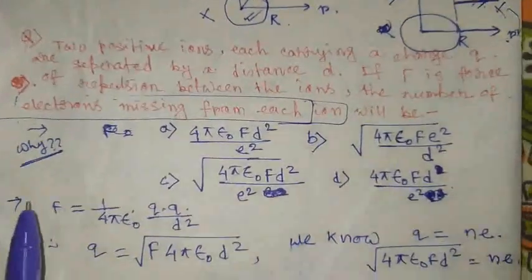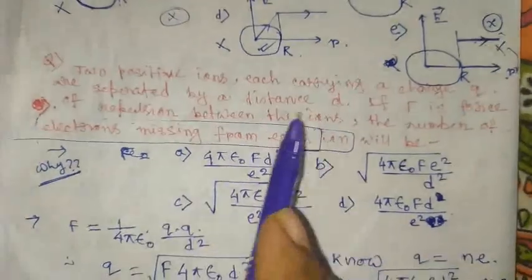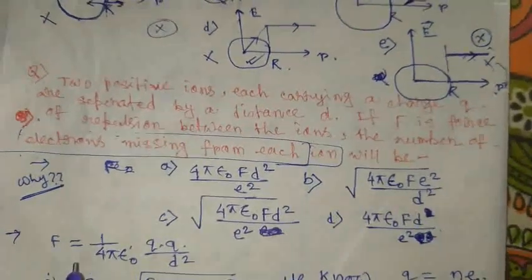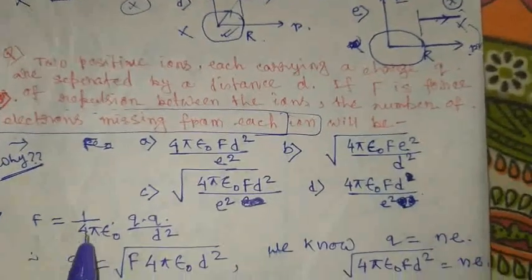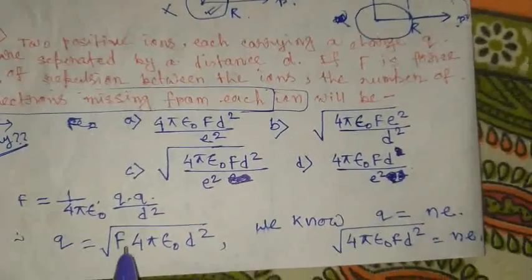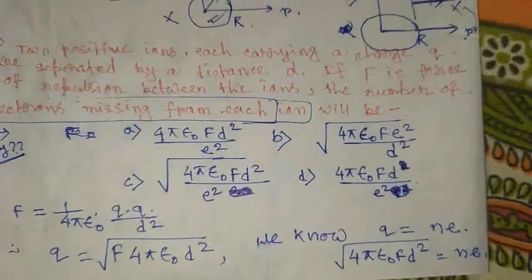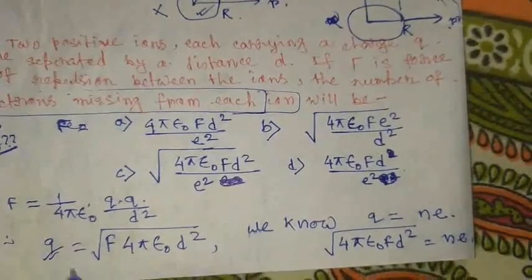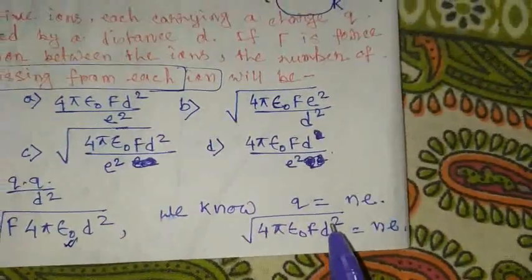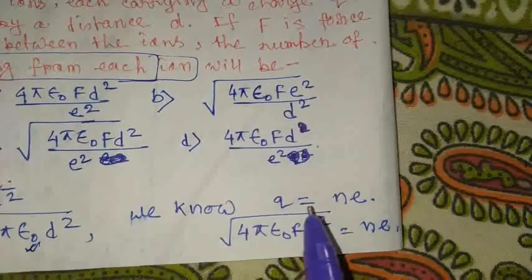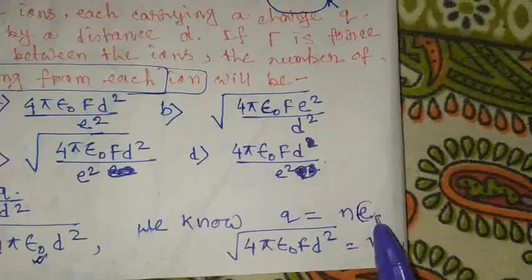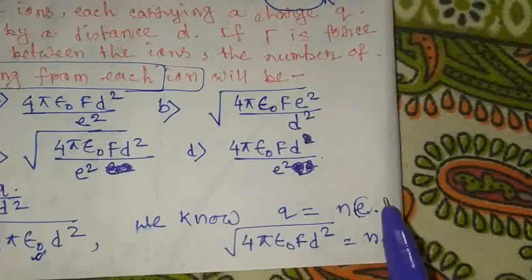Now according to Coulomb's law, we can write the force between these two charges as F equals 1 by 4 pi epsilon naught, q square by d square. That is, q can be written as root over F 4 pi epsilon naught d square. Now again we know from the quantization of charge, q can be written as plus minus Ne, where e is the charge of a single electron.